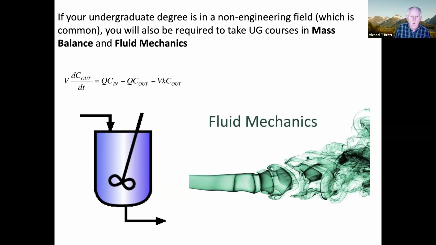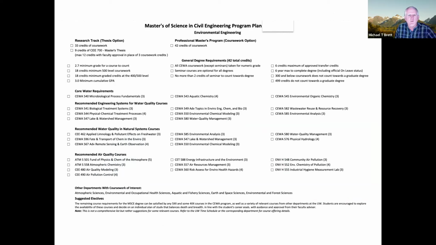Each student has to fill out one of these, and there's different tracks you can take. Water quality and natural systems. We have an air quality track. We have water quality and engineered systems. People are doing stuff like habitat restoration.